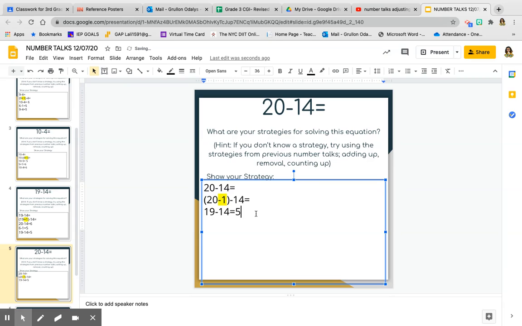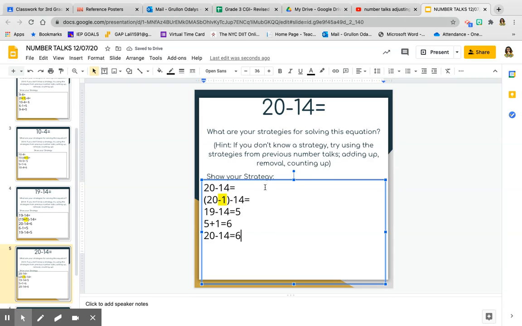But I did not subtract enough. I took away too many from this number. So I have to add back that 1 that I originally took away because this number is not my original number. So I have to add it back at the end. So I have 5 plus 1 equals 6. And the number sentence, I'm going to rewrite my original one. So 20 minus 14 is equal to 6.